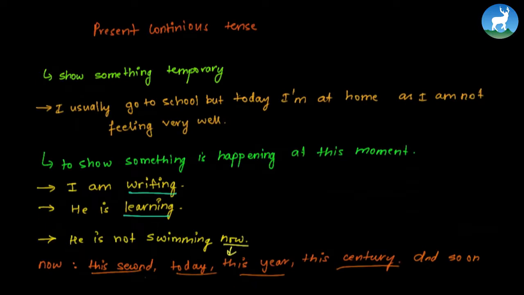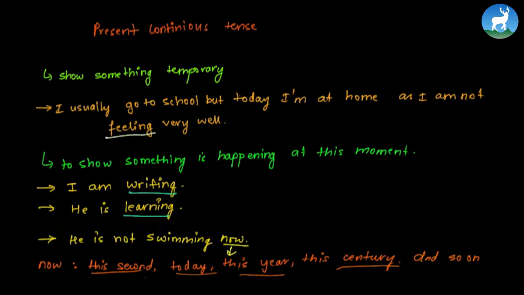Present continuous tense shows something temporary. For example, something is happening regularly, but today it's not happening because of some reasons. We use the present continuous tense. For example, I usually go to school, but today I'm at home and I am not feeling very well. Yes, I go to school every day, but today I'm not going to school because I'm not feeling very well. So we are making use of the present continuous tense here. And we also use it to show something happening at this moment, right now.